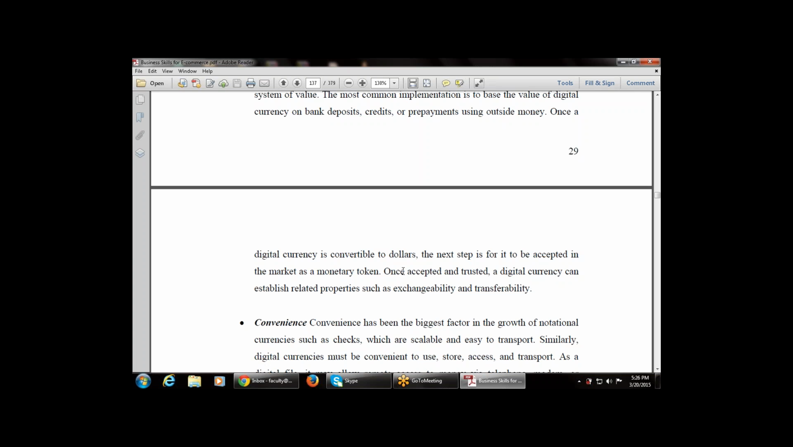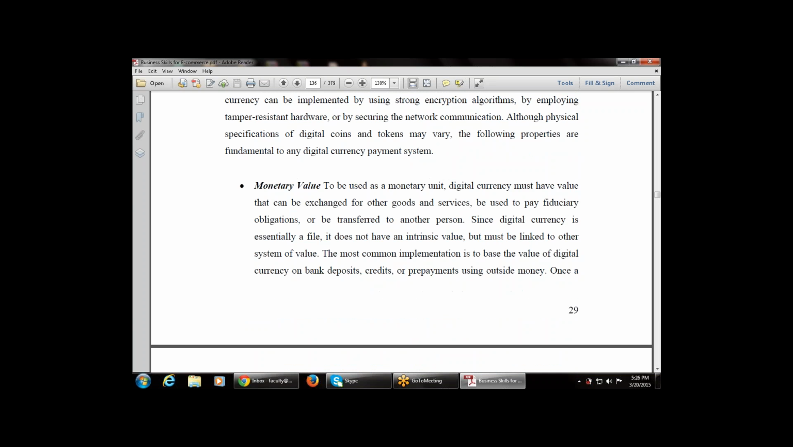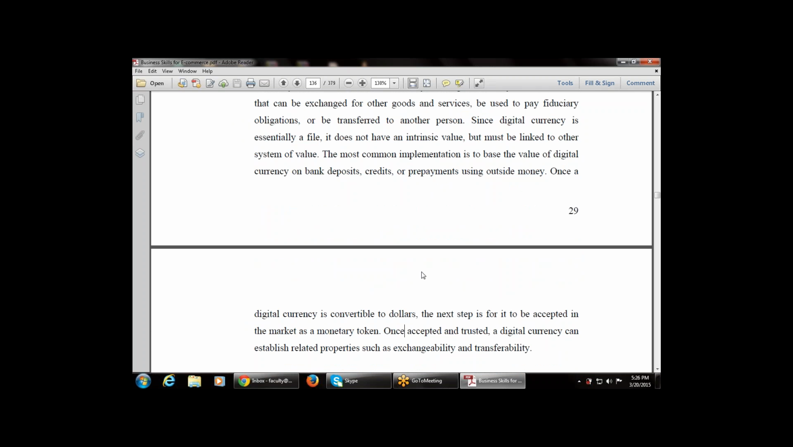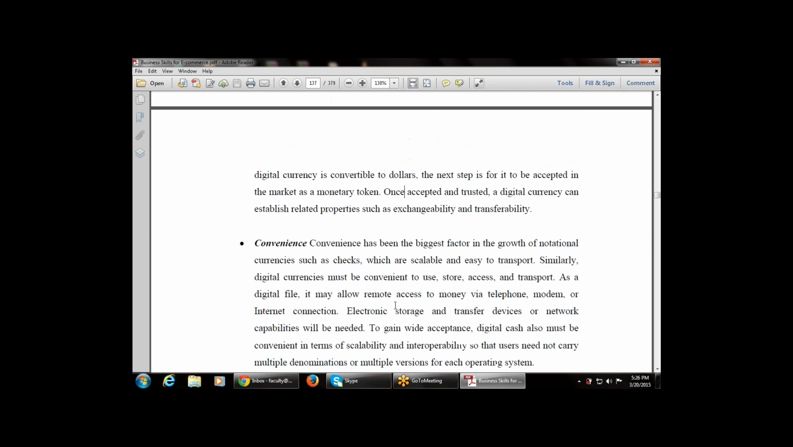The next property used with the e-payment system, the digital currency, is convenience. It must be convenient to make the payment to another person. Convenience has been the biggest factor in the growth of national currencies such as checks, which are scalable and easy to transport. So convenience is one of the important factors that must be taken care of while doing transactions over the internet.